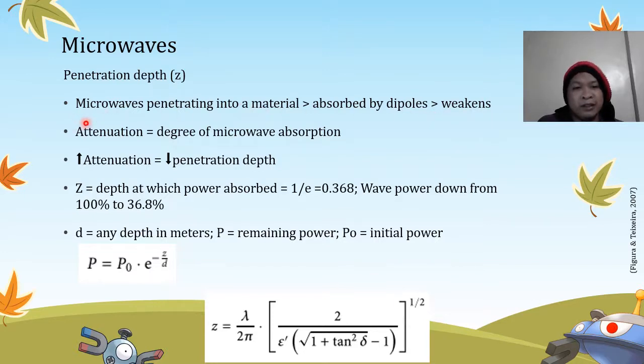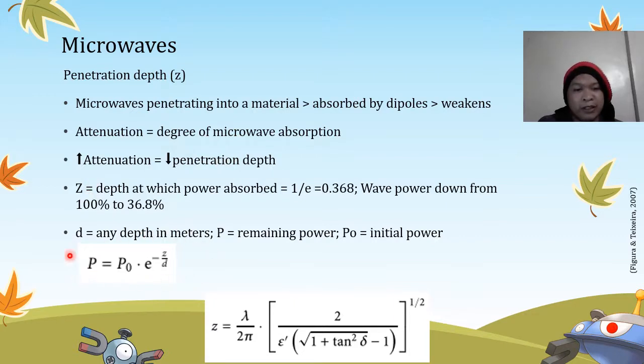So we call the degree of microwave absorption as attenuation. And when there is higher attenuation, there is lower penetration depth because of course microwave is absorbed more readily by the material and therefore there is less energy in the wave to propagate.